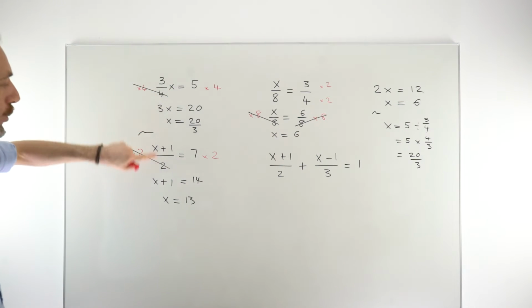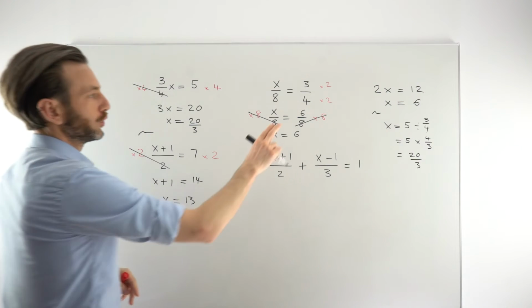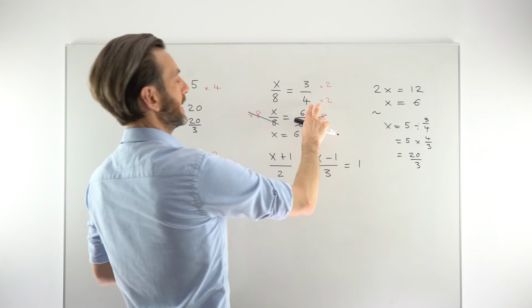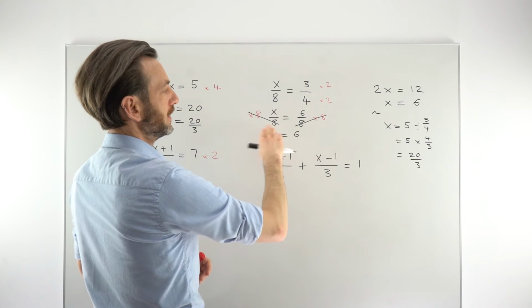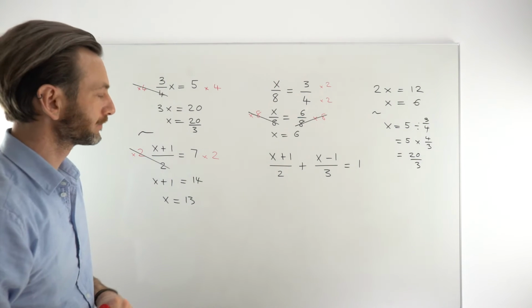So one fraction, get rid of the fraction straight away just by multiplying by the denominator. Two fractions, one of the approaches, although not the only approach, is to take an equivalent fraction to make the common denominator and then multiply through by that and then do whatever you've got to do at the end.